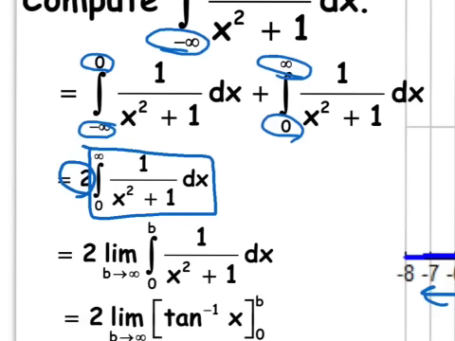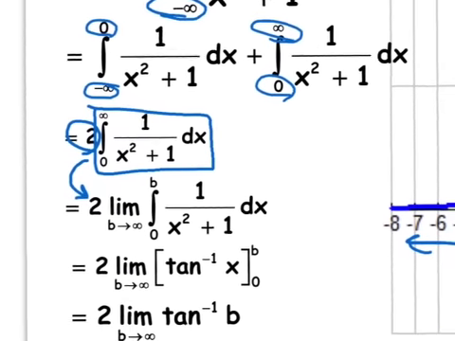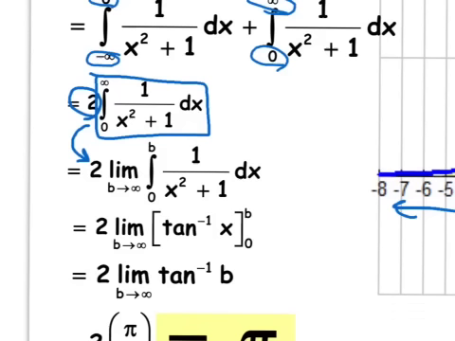But now, before we can go any further with antiderivatives and actually taking the integral and computing anything, we need to transition to a limit. That's the only way we have any computational abilities in this. So now we've got 2 times the limit as b goes to infinity of the integral from 0 to b of 1 over x squared plus 1 dx. And it turns out, you guys probably remember this from your top 20, the antiderivative of 1 over x squared plus 1 is the inverse tangent of x.